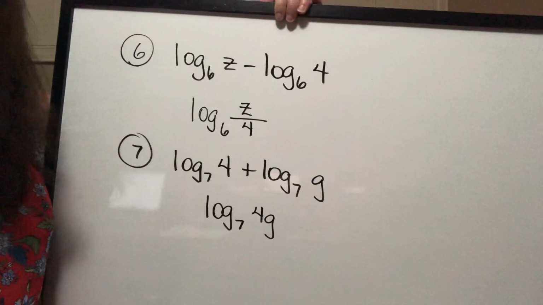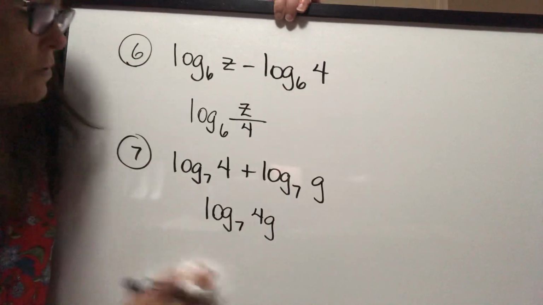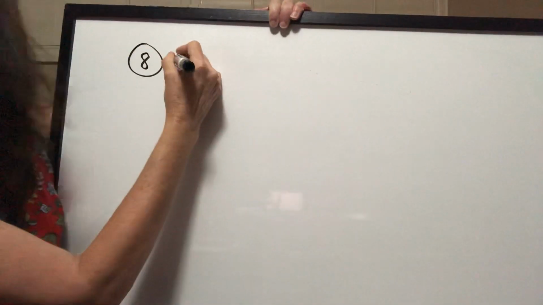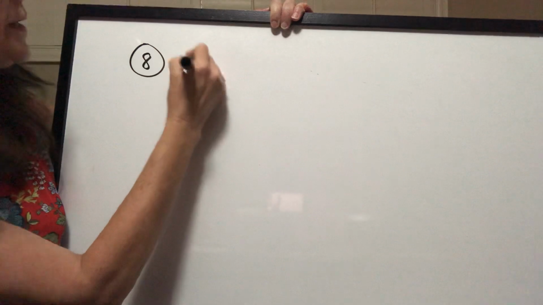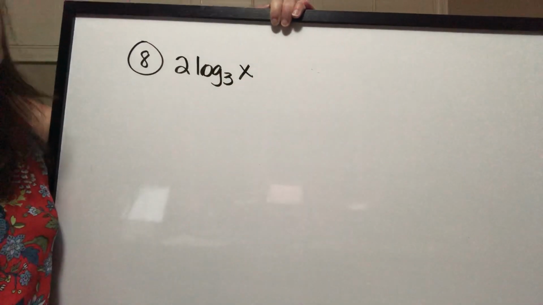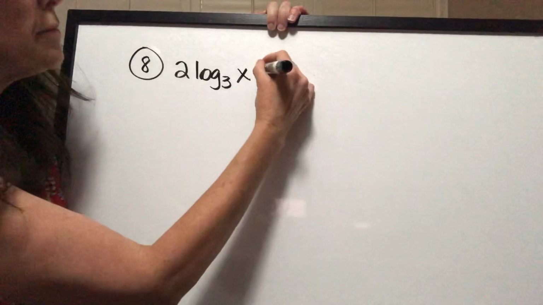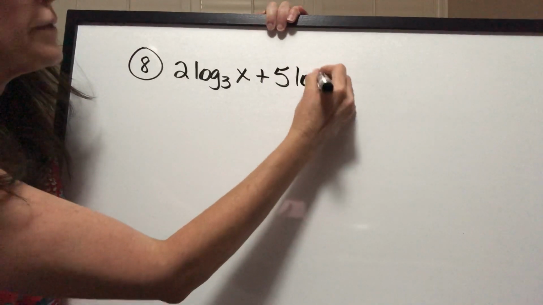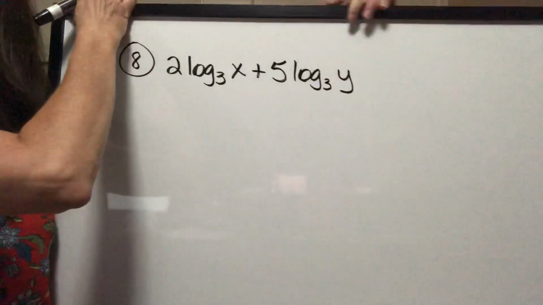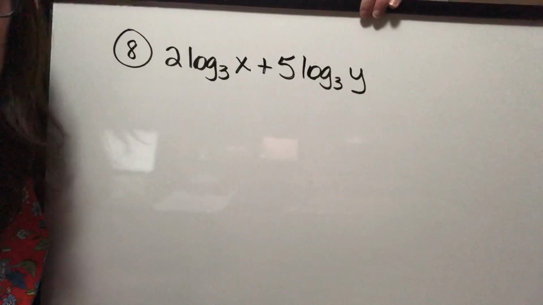Okay, so 6 and 7, you just had to apply one of the rules. Sometimes you have to apply more than one in the same problem. So the rest of these will be like that. So number 8. We're just going to tackle it a little bit at a time and apply each rule as we can. So it's 2 log base 3 of x plus 5 log base 3 of y. Okay, so this is one where we're going to have to apply 2 of the rules.